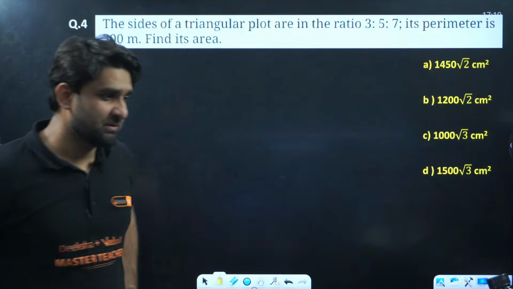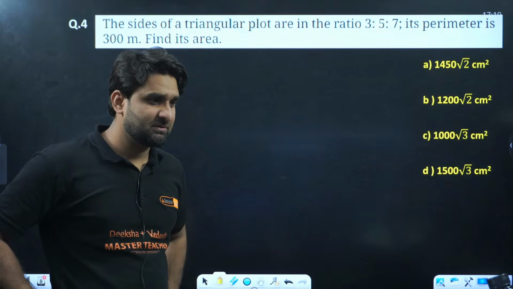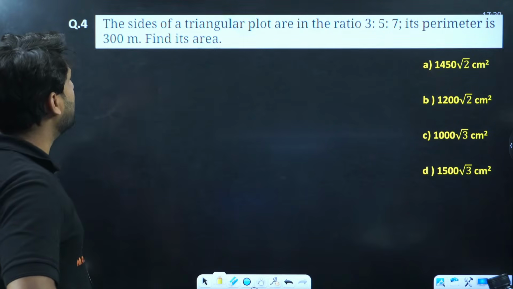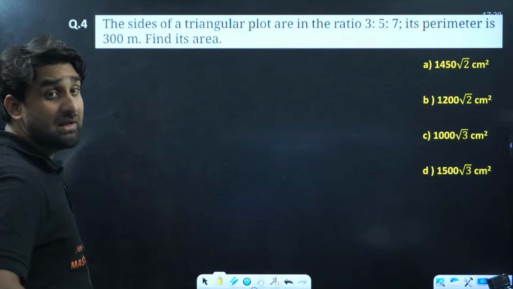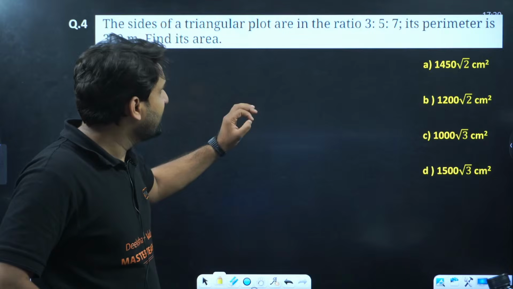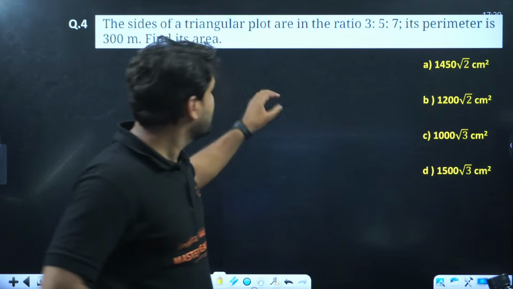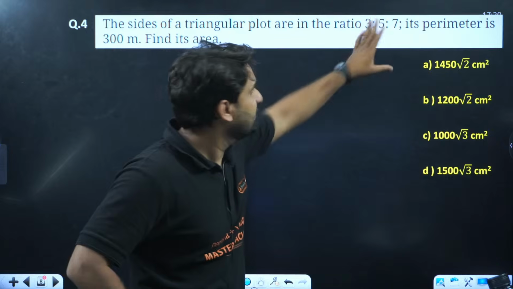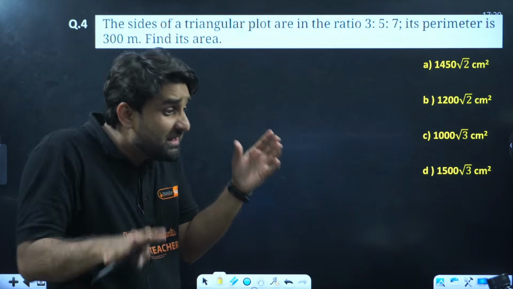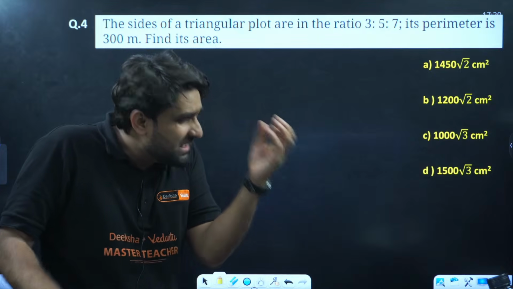Try this question. Class 9th. Okay, the question is, the sides of a triangular plot are in the ratio. Listen guys, there is a triangle and the sides of the triangle are given in 3:5:7 ratio.